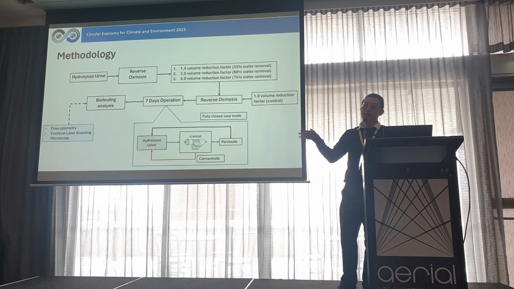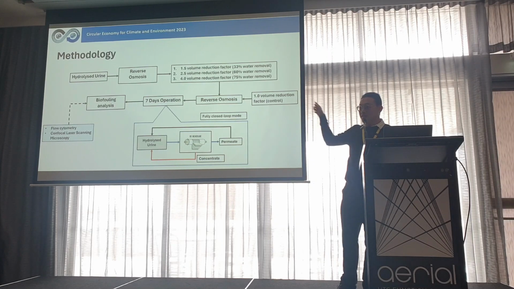how the fouling will appear. Then in this experiment, we will recirculate the urine for 7 days, non-stop, 24 hours. Then after 7 days, we will quantify the fouling.